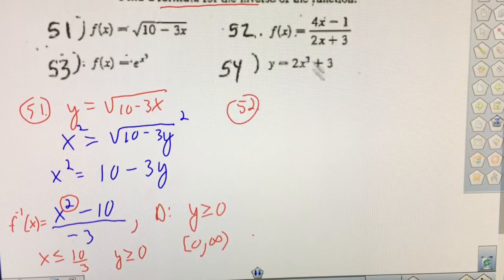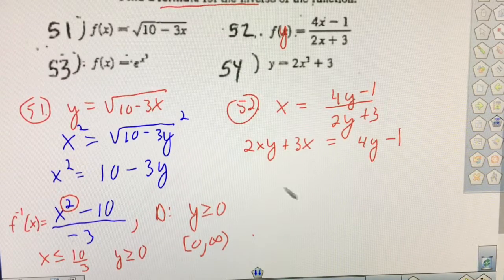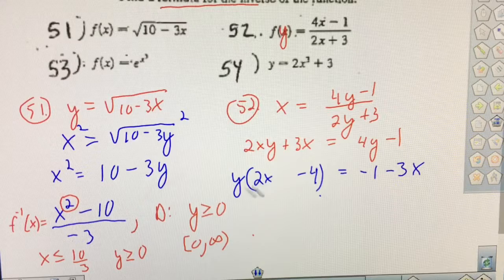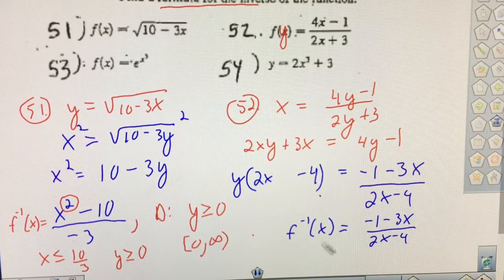52. Well, this one looks kind of challenging. I'm just going to flip-flop the x and y if I let that equal y. So that's x equals 4y minus 1 over 2y plus 3. Multiply both sides by the bottom, so that's going to give me 2xy plus 3x equals 4y minus 1. And I could go one of two ways. I'm going to bring the 4y over and the 3x over there to give me a new equation of 2xy minus 4y equals negative 1 minus 3x. You can factor out the y. And then I would divide both sides by the 2x minus 4. And there's my f inverse. This one you don't have to limit the domain.